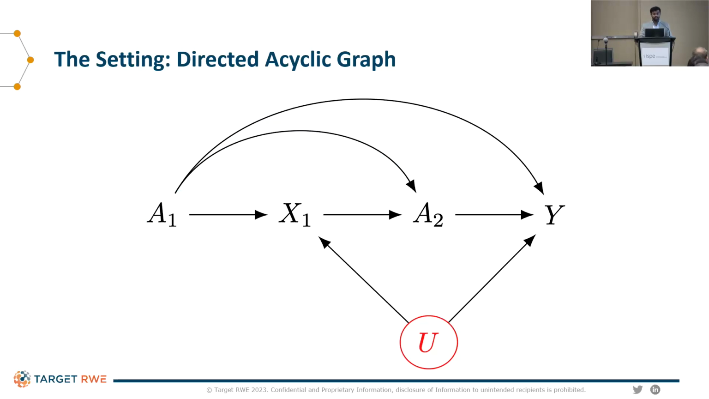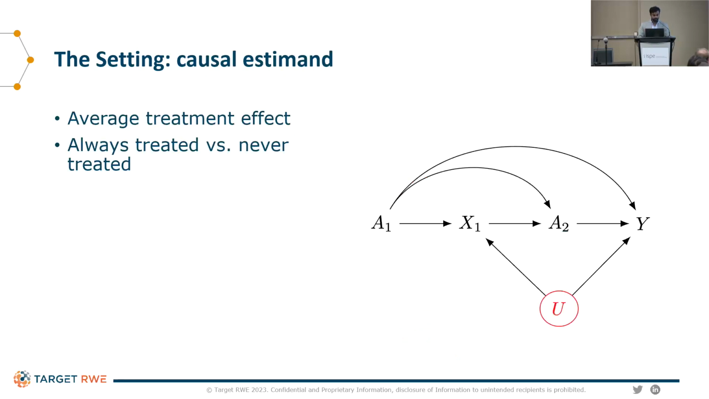And the difficulty here, the challenge, comes in with U. U is an unmeasured common cause of both X1 and Y. So it's some unmeasured quantity that can drive both that intermediate biomarker value and the outcome at the end. And just to be precise, let's suppose we want to estimate the average treatment effect comparing always treating folks against never treating folks.